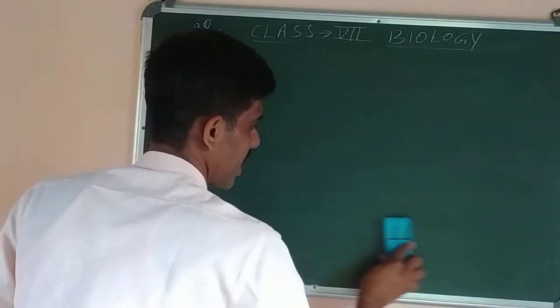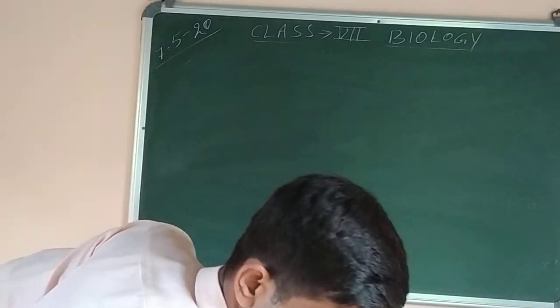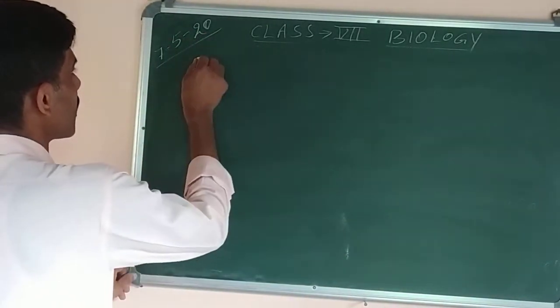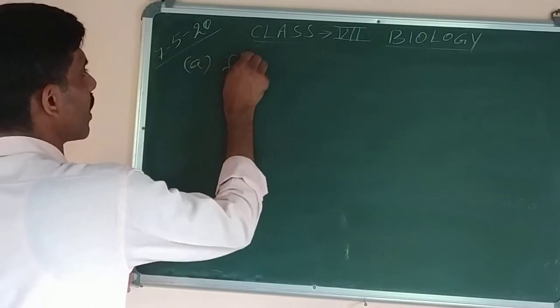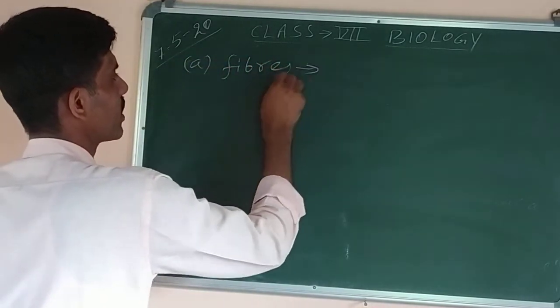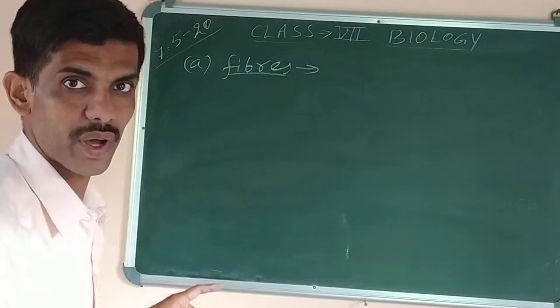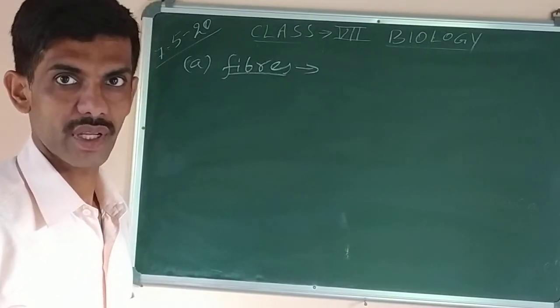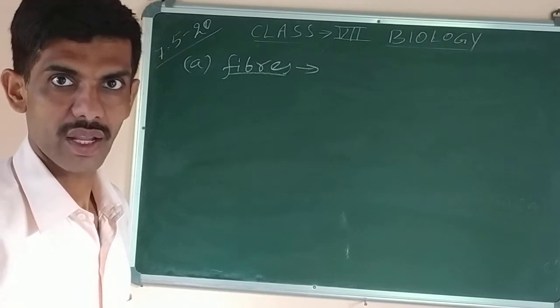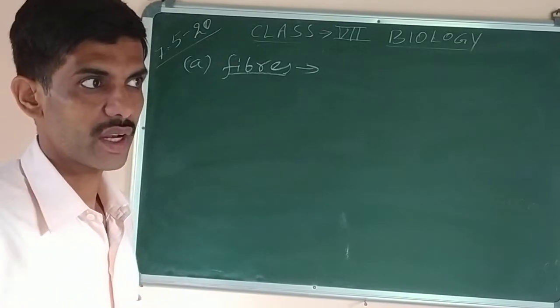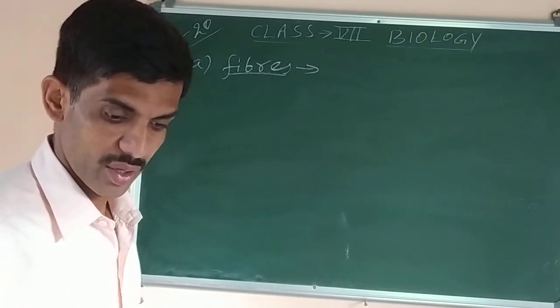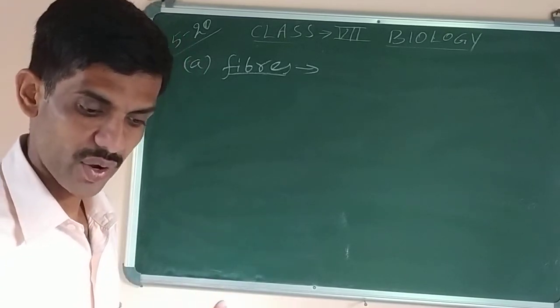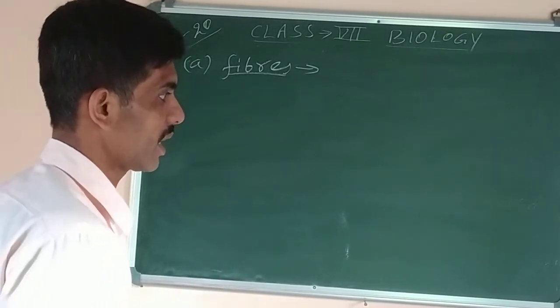Okay, first one is fibers. Examples of fibers are cotton fiber and jute fiber. So what type of cells make the fibers? Cells of fibers are elongated or oval. You can write: cells of fibers are elongated with pointed ends.